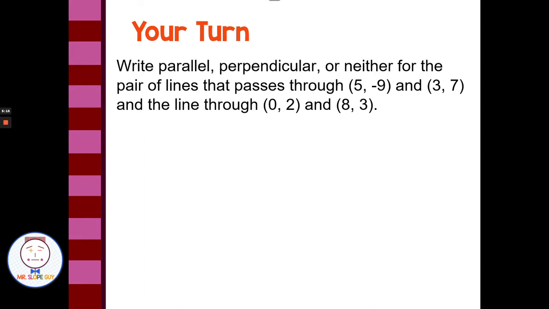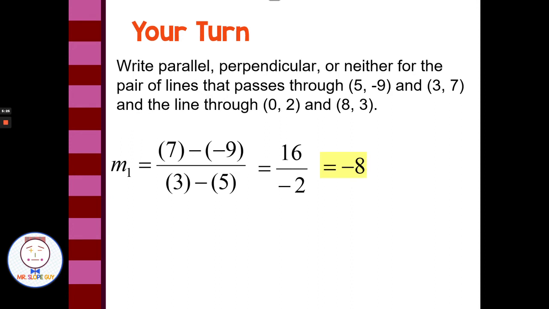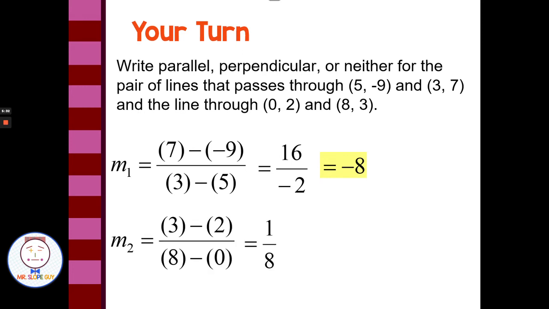All right, so I have my two lines. I have to find the slope of both these lines, and then we have to do some comparing. If I find the slope of the line that goes through (5, -9) and (3, 7), I get a slope of -8. For the line that goes through (0, 2) and (8, 3), I get 1/8.